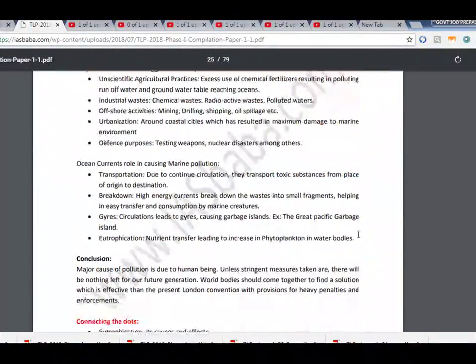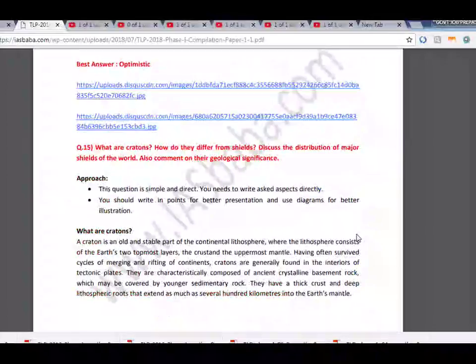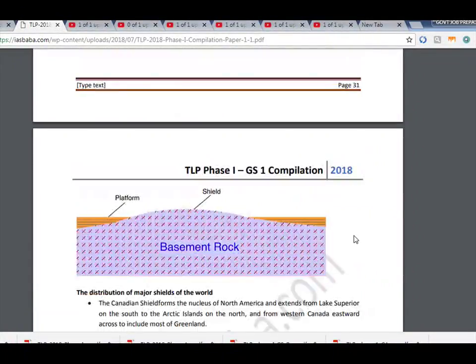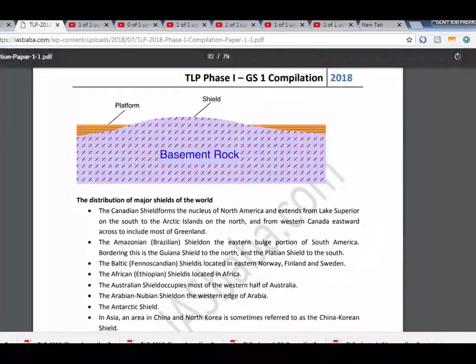The distribution of major shields of the world. The Canadian Shield forms the nucleus of North America and extends from Lake Superior on the south to the Arctic Islands on the north, and from western Canada eastward across, to include most of Greenland.